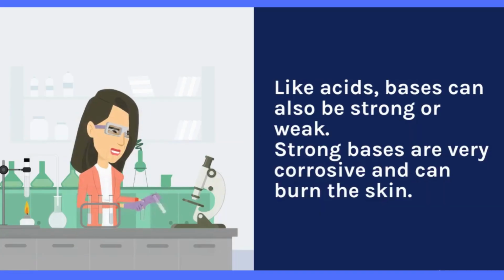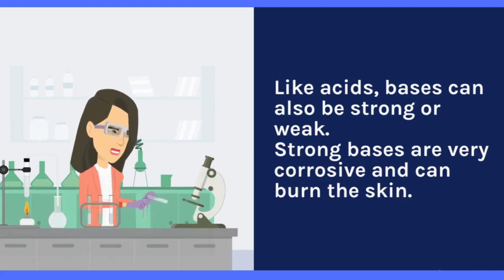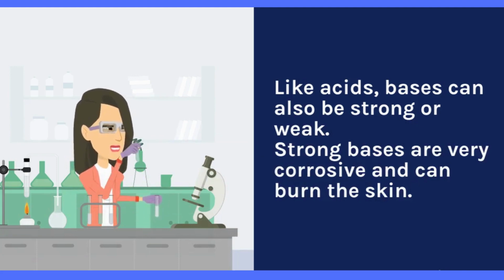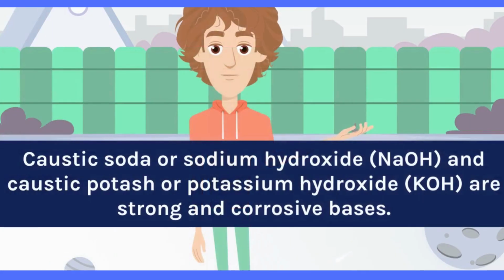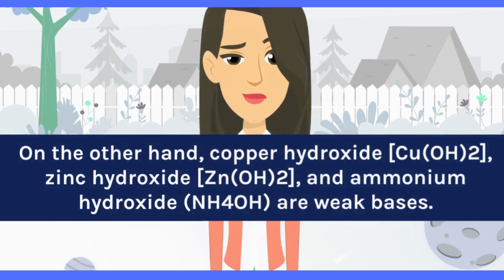Like acids, bases can also be strong or weak. Strong bases are very corrosive and can burn the skin. Caustic soda or sodium hydroxide, NaOH, and caustic potash or potassium hydroxide, KOH, are strong and corrosive bases. On the other hand, copper hydroxide, Cu(OH)2, zinc hydroxide, Zn(OH)2, and ammonium hydroxide, NH4OH, are weak bases.